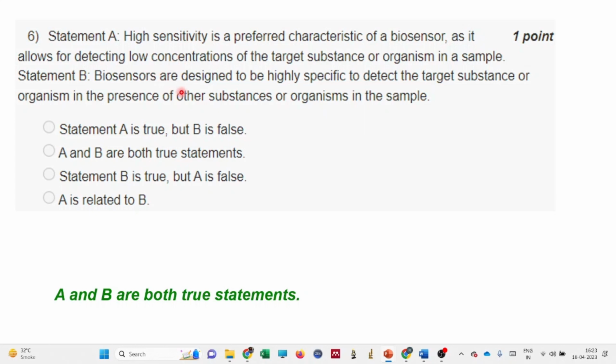And the second statement is also very true, because biosensors have to be designed to be very highly specific to detect a particular substance or organism of interest in the presence of other contaminants, other substances or organisms. And they work by basically recognizing and binding to a specific molecule or biomolecule, which triggers a measurable signal that indicates the presence of the target substance or organism. And this specificity is essential for the accuracy and reliability of biosensors in various applications, such as medical diagnosis, environmental monitoring, and food safety testing.